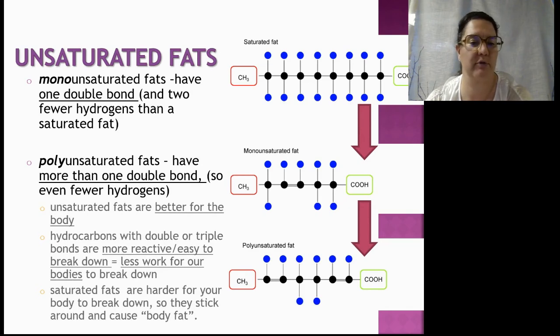Hydrocarbons with double or triple bonds react more easily. It's less work for our body to break down. Saturated fats are harder for our body to break down, so they tend to stick around in our arteries and veins.